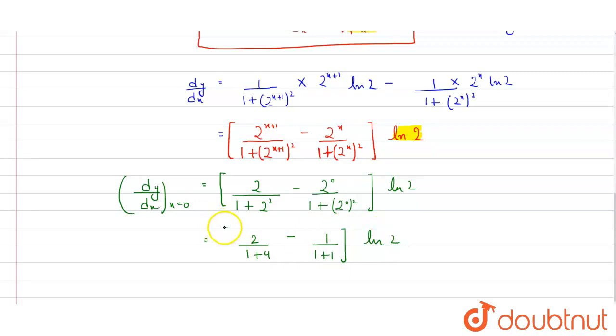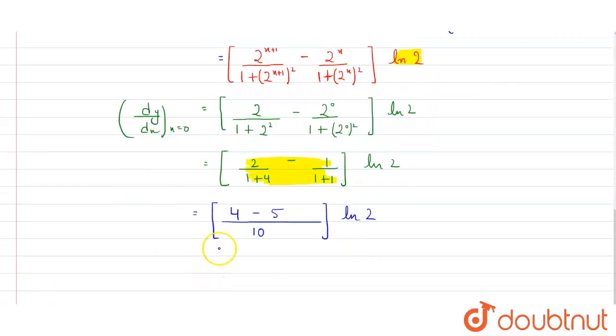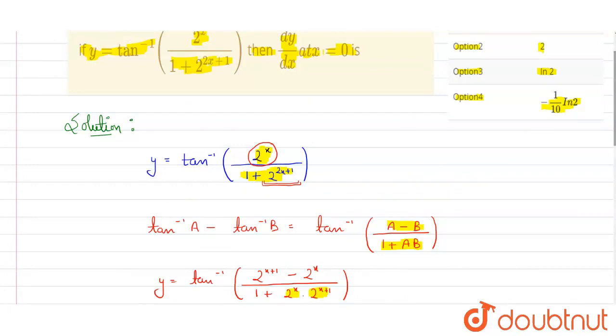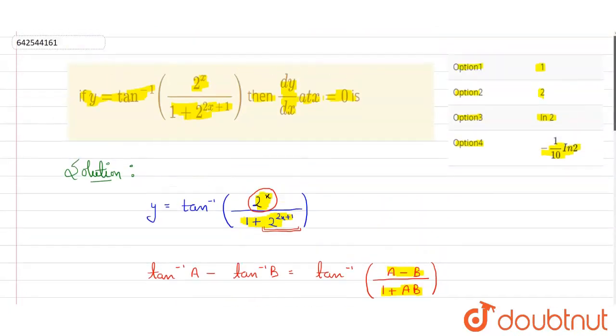On solving this part, let me just write it directly. I have taken the LCM here, and on final solving, my value for dy upon dx at x equal to 0 is minus 1 upon 10 ln 2. This is my final answer, that is minus 1 upon 10 ln 2. So let's cross check it with the options. You can see among these, option 4, yes, this is the correct answer.